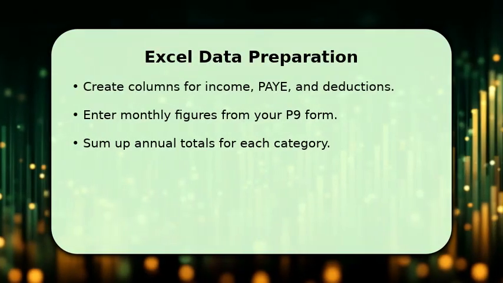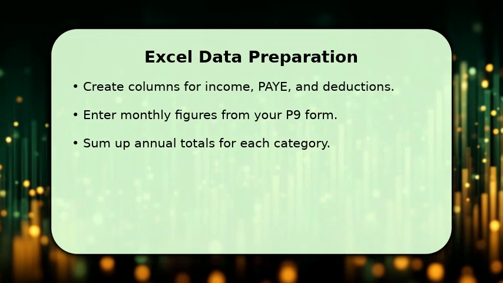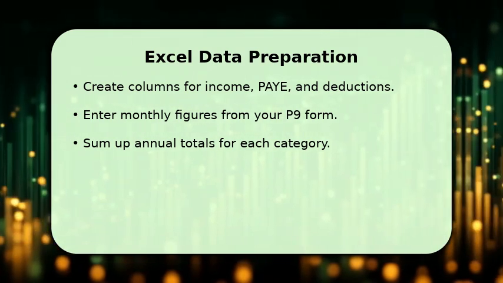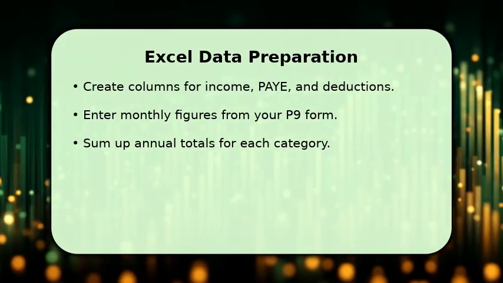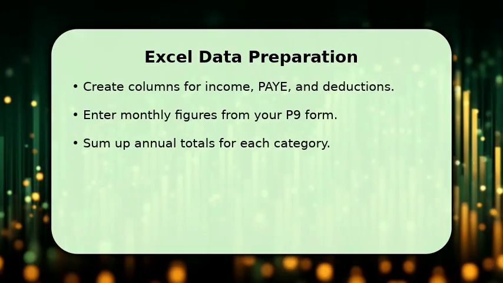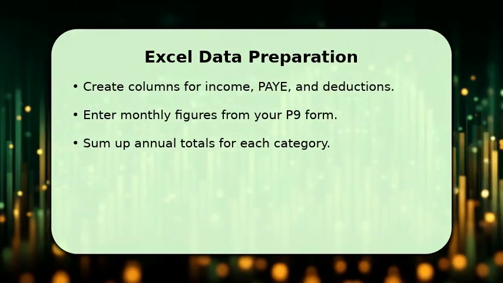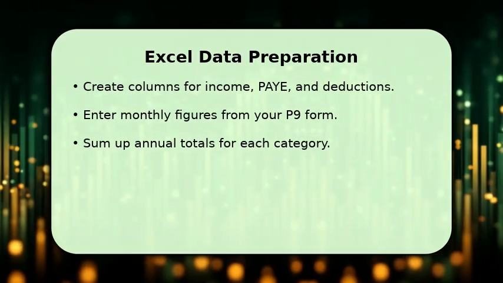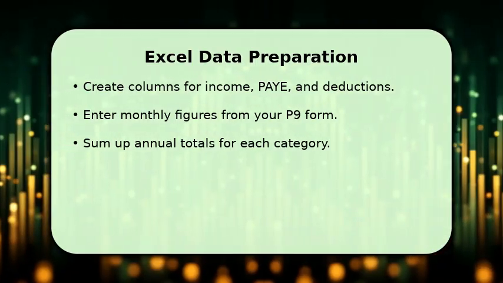An Excel sheet simplifies data organization. Create columns for your gross pay, taxable income, and PAYE. Input the monthly figures directly from your P9 form into the corresponding cells. Once all monthly data is entered, use a simple sum function to calculate the annual totals for each category. This organized approach helps ensure accuracy and makes transferring data to the tax portal much easier.